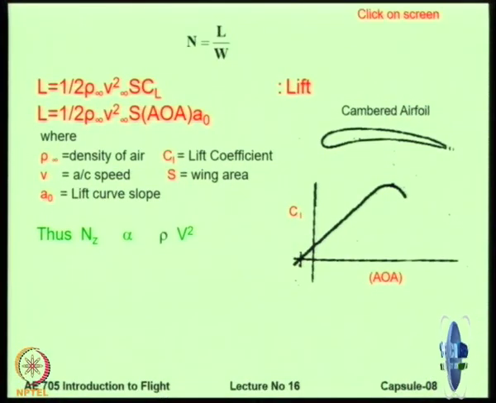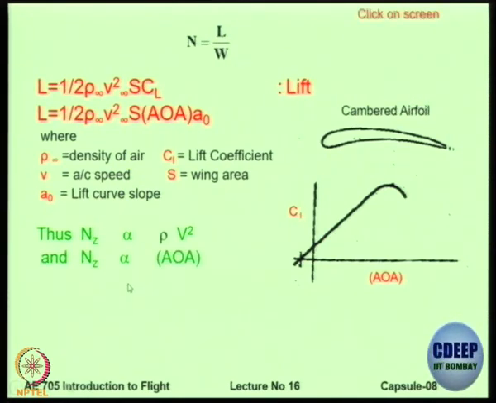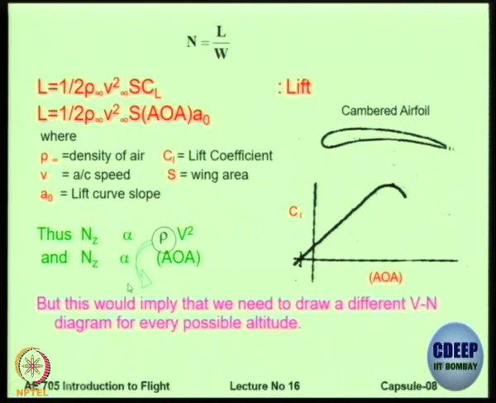Now there is a problem. When I do the maneuvers at 3 kilometer altitude, although the maneuver may be only 100 meters in height, the density at 3 kilometers is far lower than density at sea level. So, the problem is that NZ is proportional to rho and V square and also to the angle of attack. That means the pilot can actually be required to do a vertical maneuver at any altitude. You cannot say please do not do a vertical loop at 3 kilometers, do it only at 2 kilometers or lower. We cannot say that. Correct?